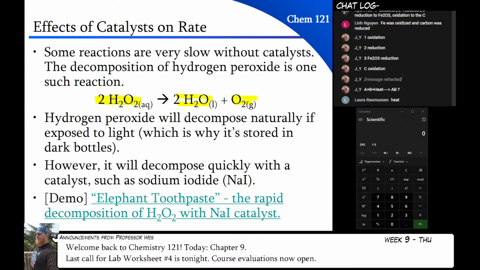Anyway, those are the 4 things that we can do to control the rate of a reaction.